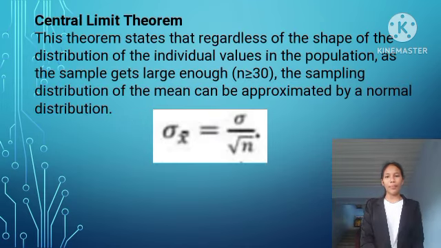Central limit theorem. This theorem states that regardless of the shape of the distribution of the individual values in the population, as the sample gets large enough, greater than or equal to 30, the sampling distribution of the mean can be approximated by a normal distribution.